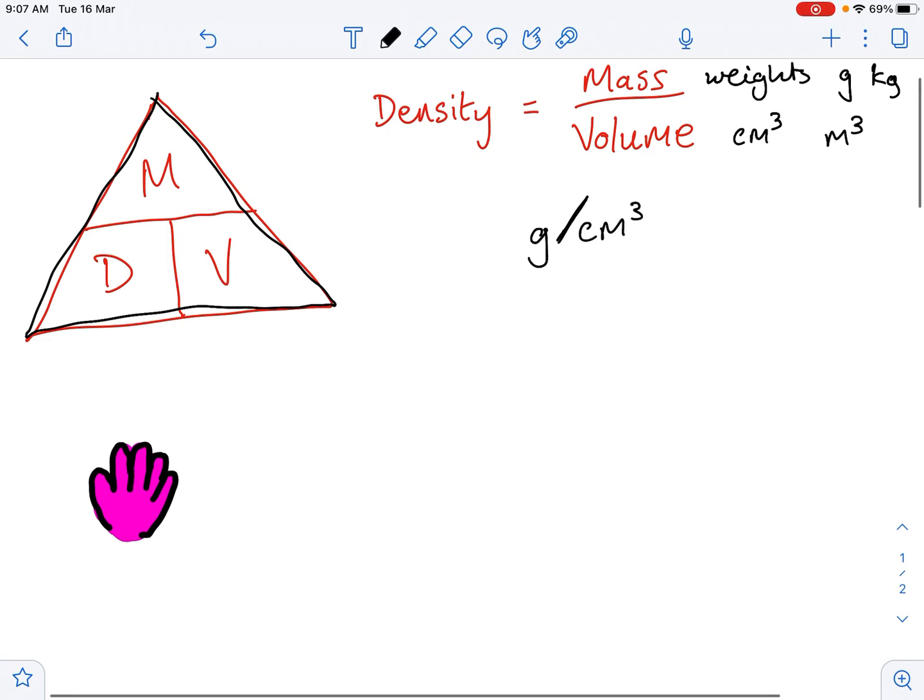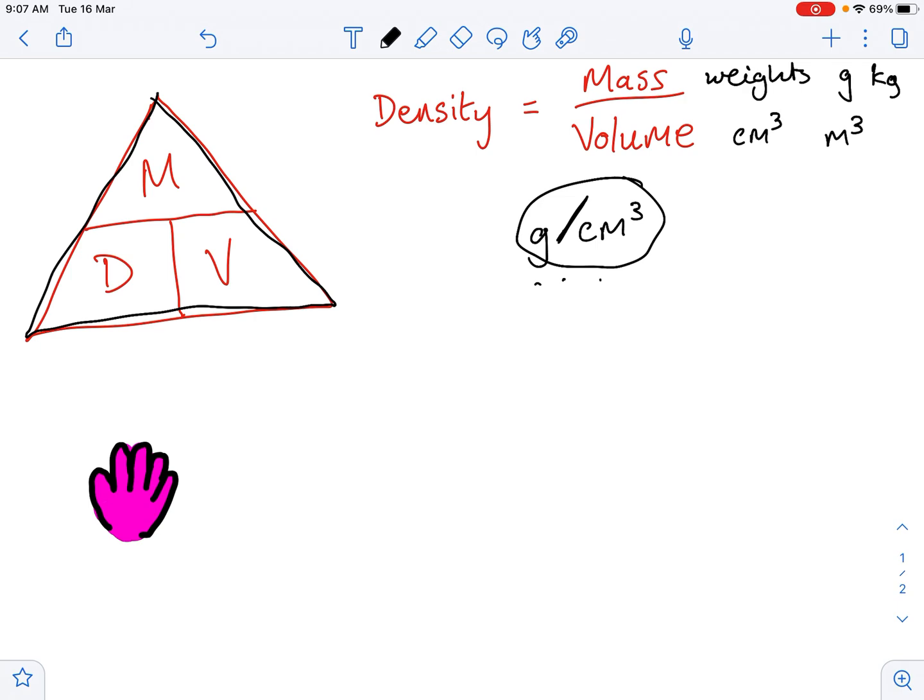There's a big clue in how we write density. It tells you what to do. This says grams divided by centimetres cubed, mass divided by volume. So look out for these clues in the units. The units of density can be very, very helpful.